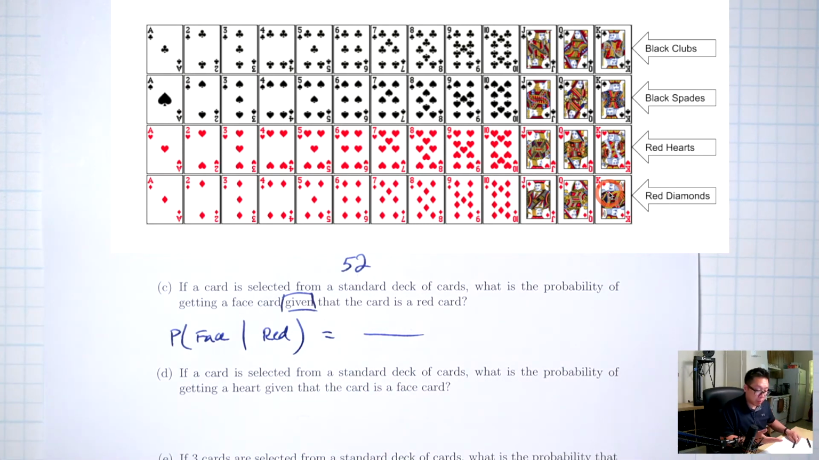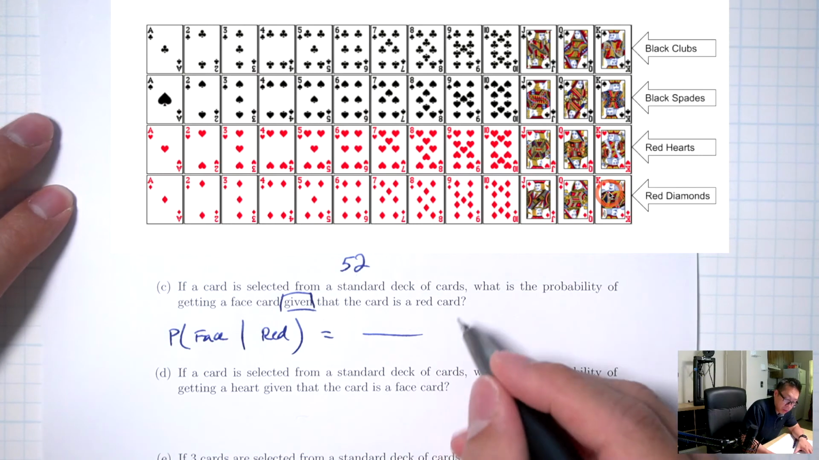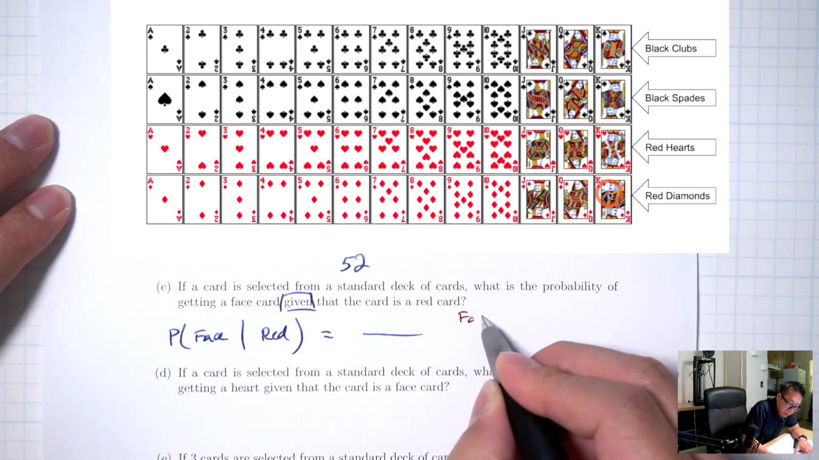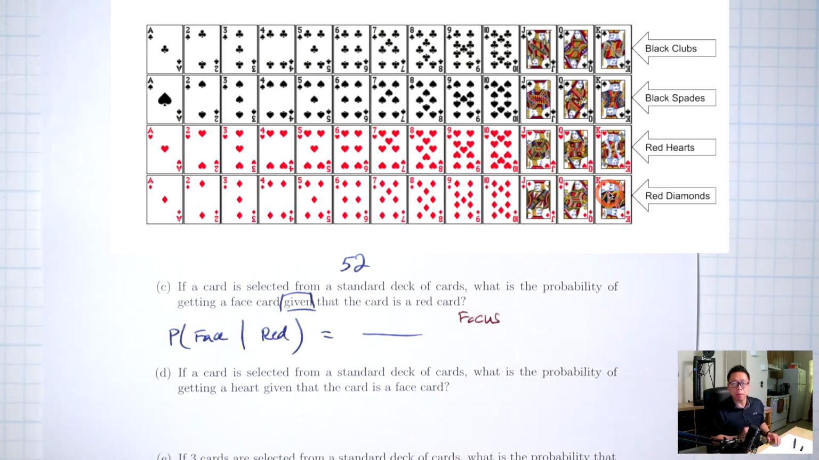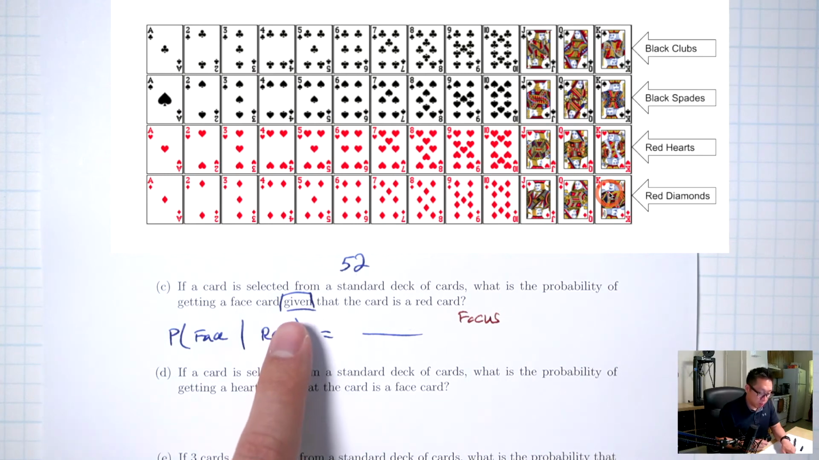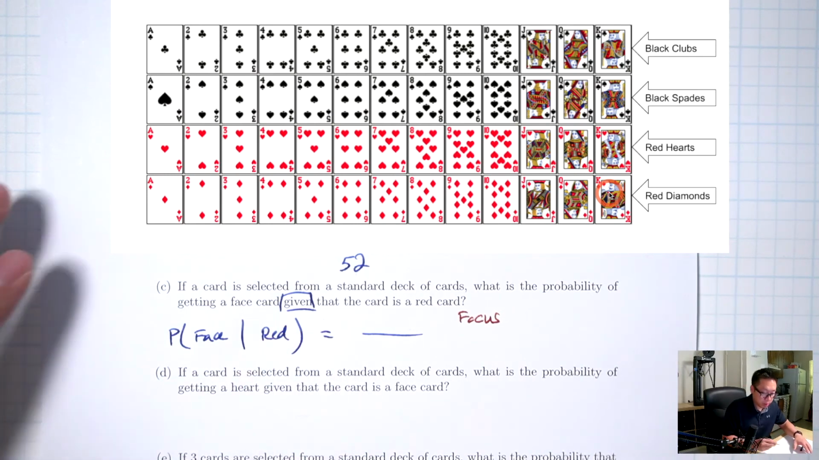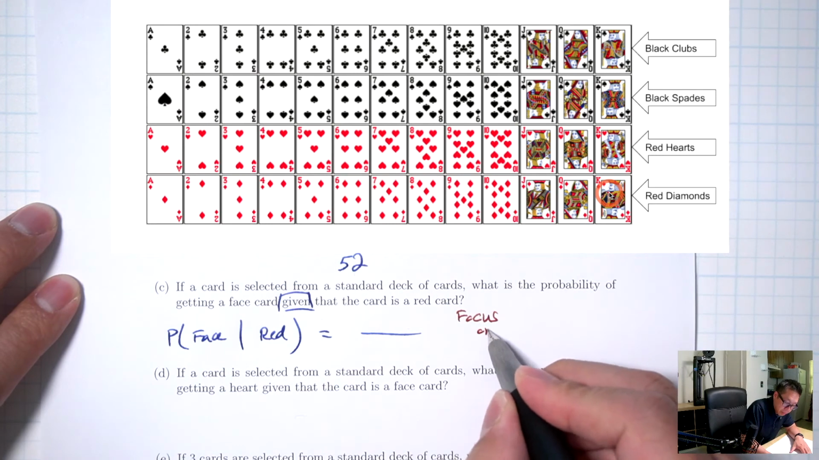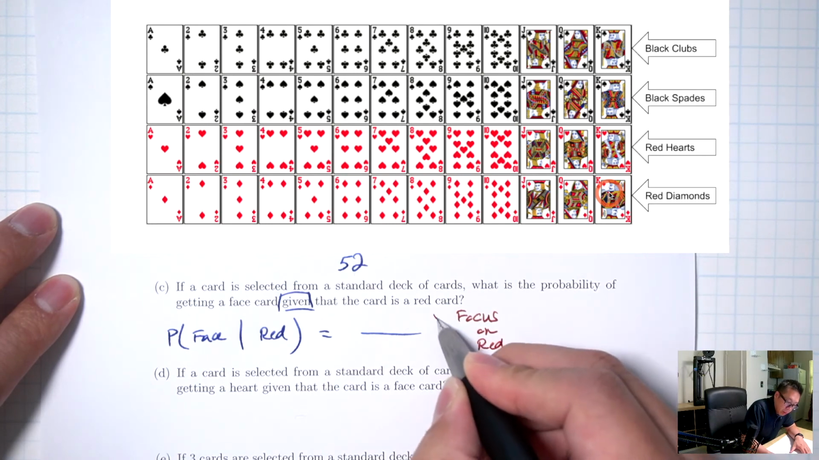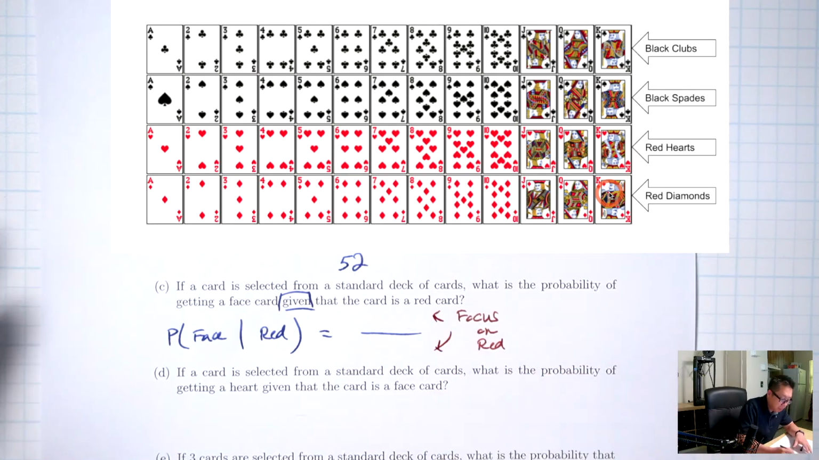Conditional probability means that I'm going to focus on certain cards. What am I focusing on? So you're focusing on a given part, which is the second part, the red. So we're going to focus on red for the top and the bottom. Let's start with the bottom. So focusing just on the red, how many are there total? So just the red cards, which is the bottom 2 rows. There's 13 in each row, which means there's 26 red cards total.